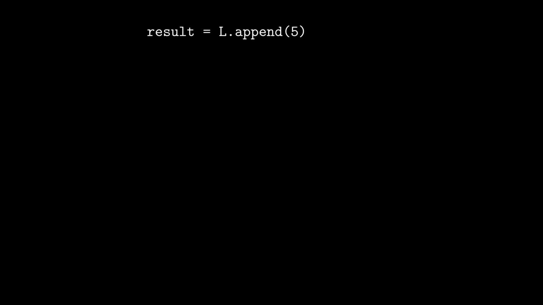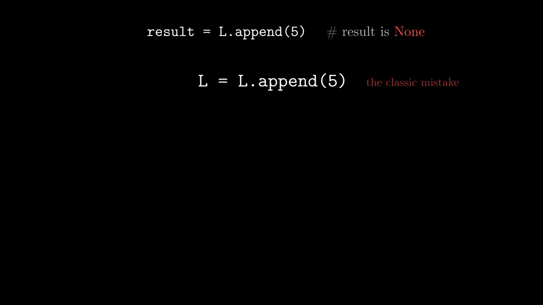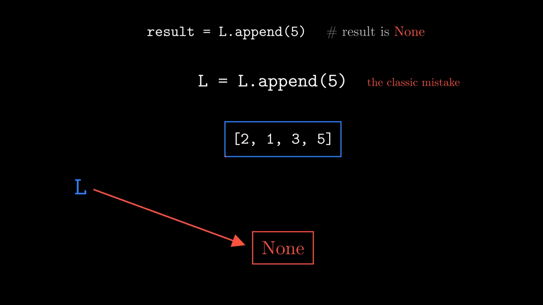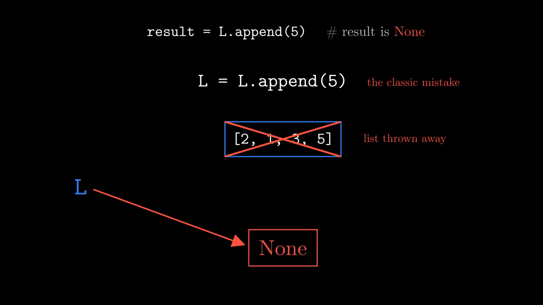Here's the twist. Append is used purely for its side effect, and that side effect is changing the list. Once it has added the 5, its job is done, so it has nothing meaningful to give back. It returns None. That leads to a classic mistake, writing L = L.append(5). Python first runs the right-hand side, which does mutate the list, but then it takes what append returned, None, and binds the name L to that. Your freshly mutated list is thrown away, and L now points at None. You've destroyed the very list you were building.